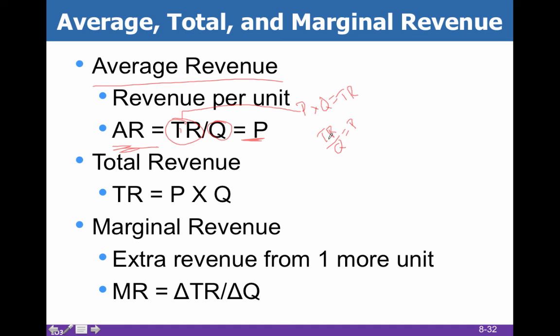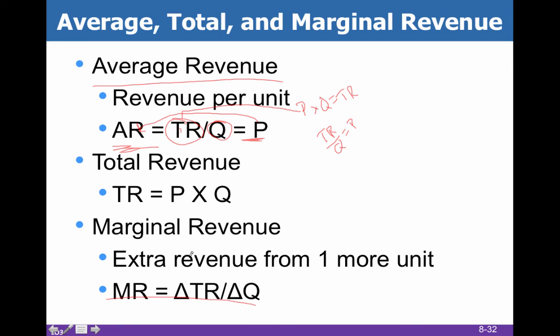Okay, so we all know that. And that's going to give us average revenue, total revenue divided by Q. But it's also going to give us P. Therefore, average revenue and price must be equal. That's going to be important. File that one away. Marginal revenue, this is the same definition as we've had before.